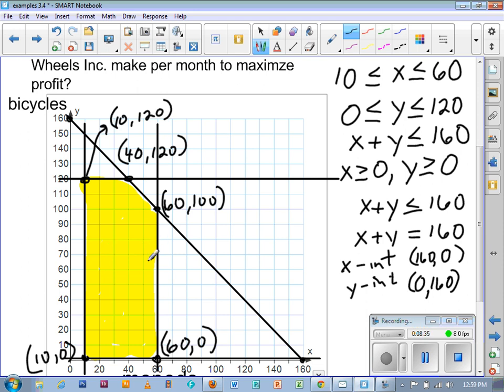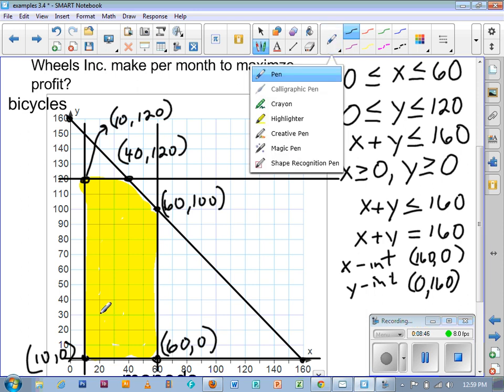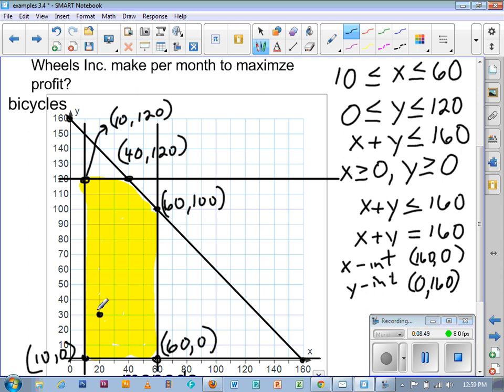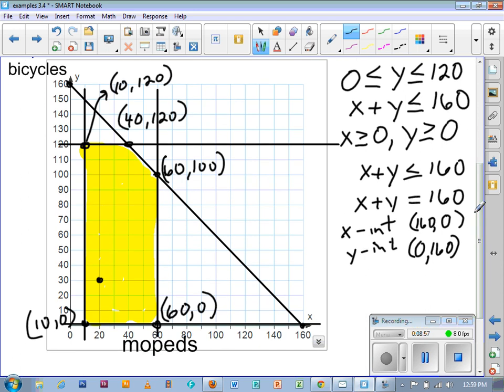As you can see, the yellow region is our feasible region for the number of mopeds and bicycles produced. For example, let's just pick a point right here. If I pick that point, I can certainly produce 20 mopeds and 30 bicycles. That would work for me, and it falls within our constraints. Or I could produce 50 mopeds and 20 bicycles. Or I can produce 20 mopeds and 110 bicycles. All these points, I could keep plotting them, will work.